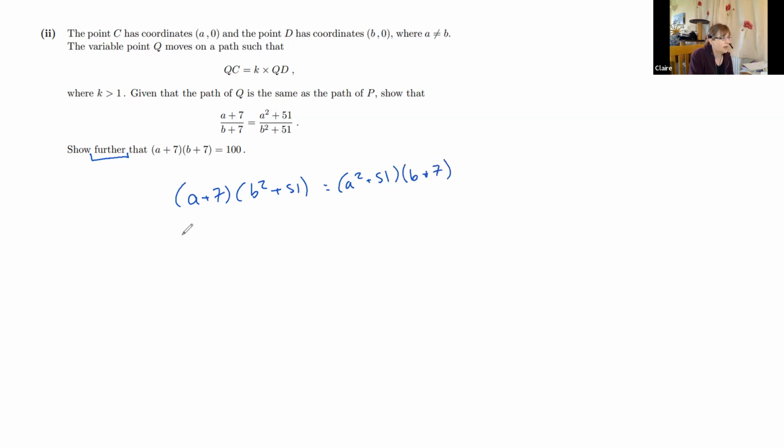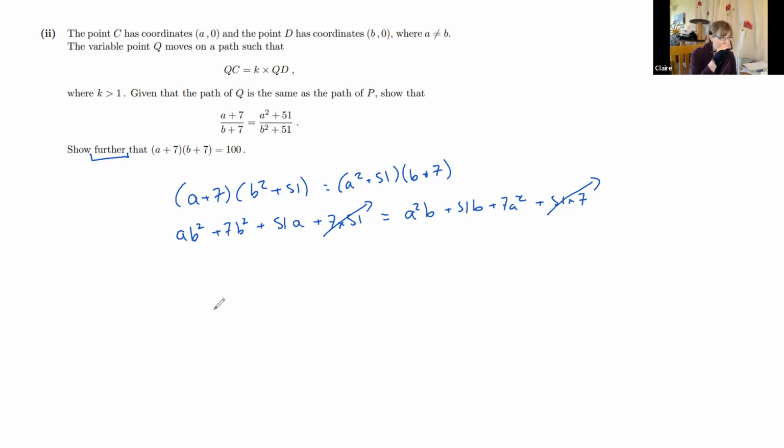Okay, and then let's try expanding that out. AB squared plus 7B squared plus 51A plus 7 times 51, I'm not going to work that out, equals A squared B plus 51B plus 7A squared plus 51 times 7. So the reason that I didn't work that out is I can now just say that. And I didn't actually have to work out 7 times 51 at all, which makes me happier.